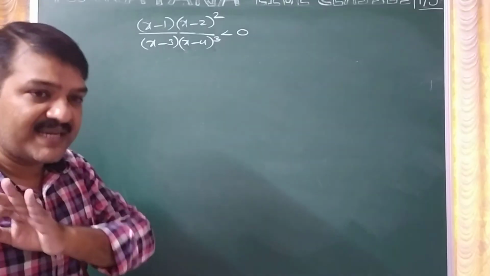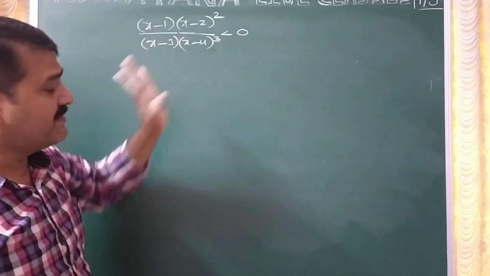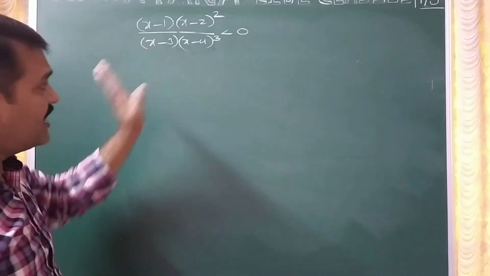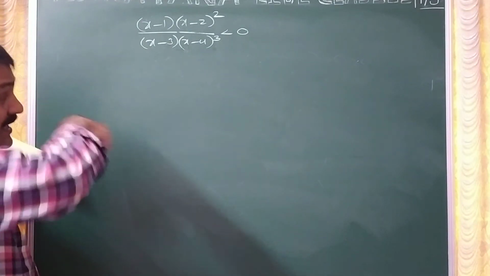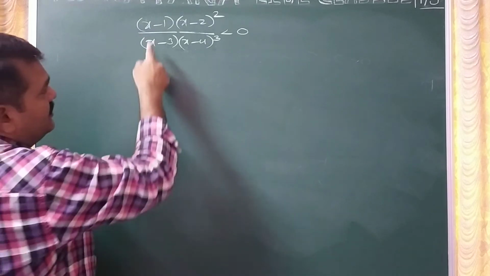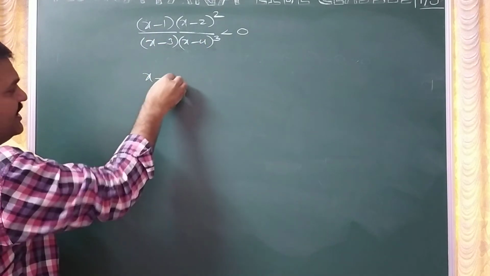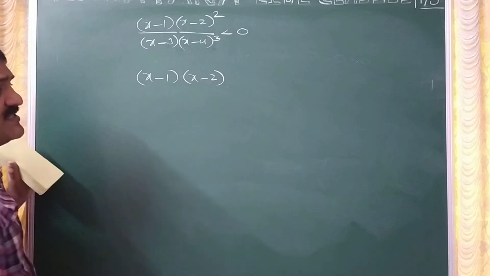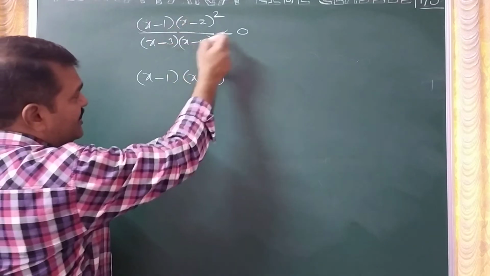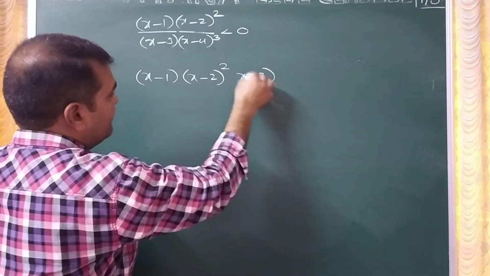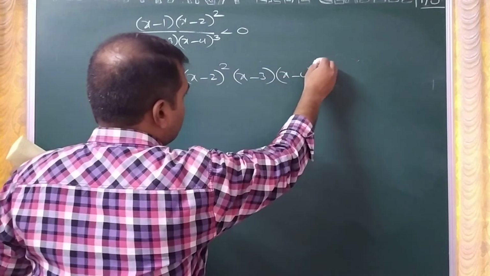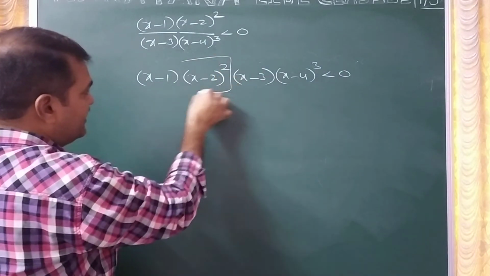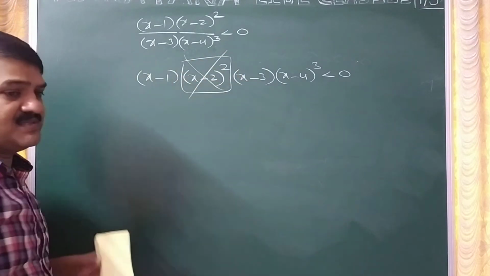So first neglect the even powers and take only odd powers: power 1 is okay, 3 is okay, 5 is okay, 7 is okay. So next we can write like this. The numerator and denominator must have opposite signs here because the fraction is less than 0. So the product of numerator and denominator must be less than 0. Don't take even power terms.